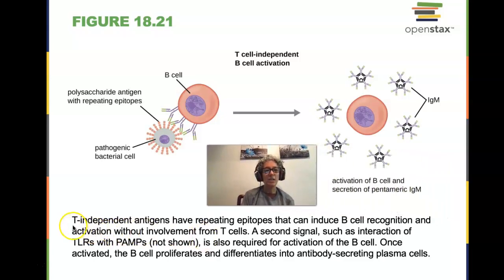So T, meaning T cell, independent antigens have lots of those repeating epitopes that get the B cell to recognize it and activate without any T cells. Here is our pathogenic bacterium. The B cell has antibodies that are binding to it, and that is triggering cytokines that will activate itself, and it will secrete those IgM antibodies. And then it will differentiate into secreting those IgM antibodies.